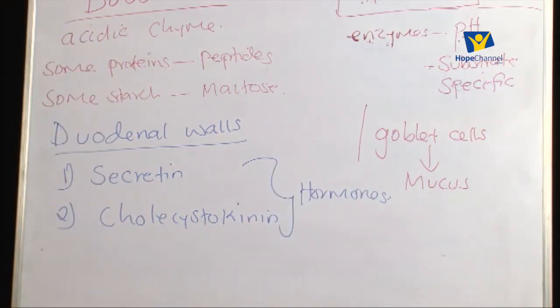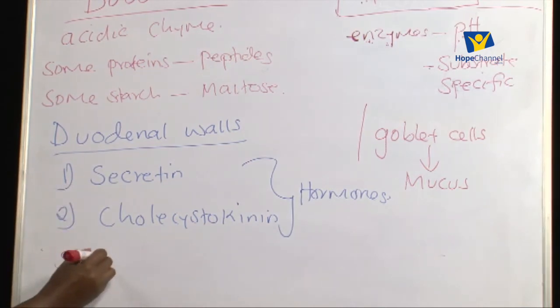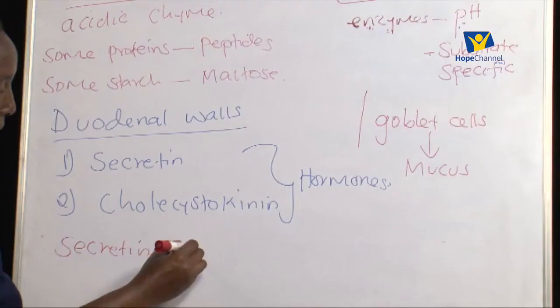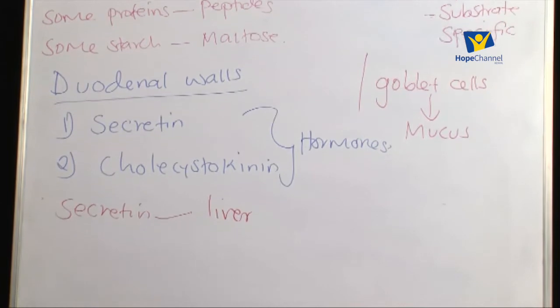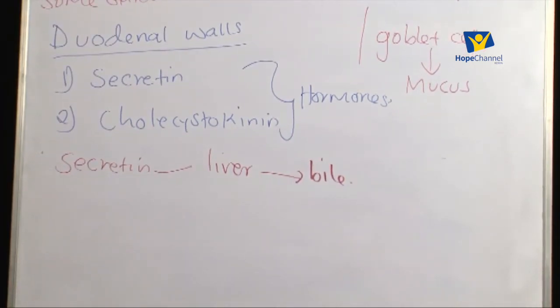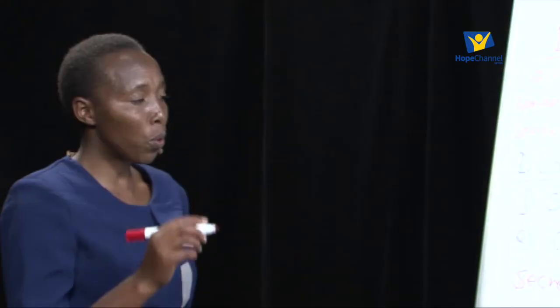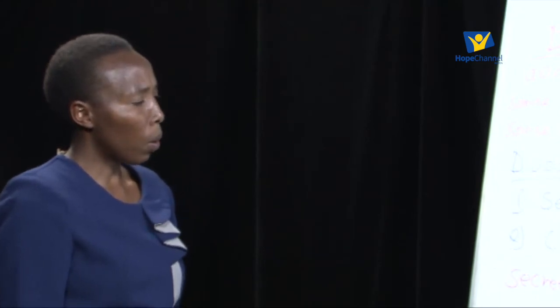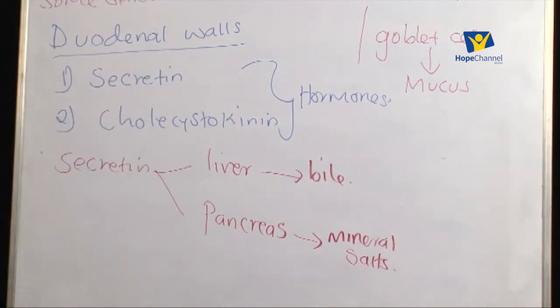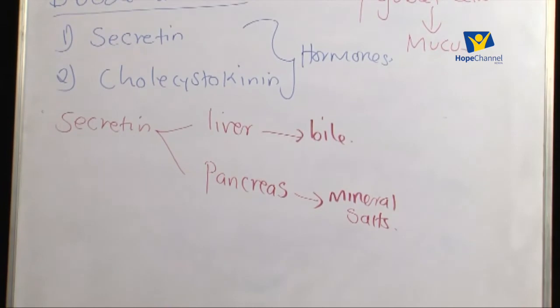Let's start with the first one, secretin. Secretin is a hormone. What is the function of this hormone? This hormone stimulates the liver cells to release bile. Of course, we know that bile juice is a mixture of some salts. Secretin also stimulates the pancreas to release some mineral salts. That is the role of secretin as a hormone released by the duodenal walls.